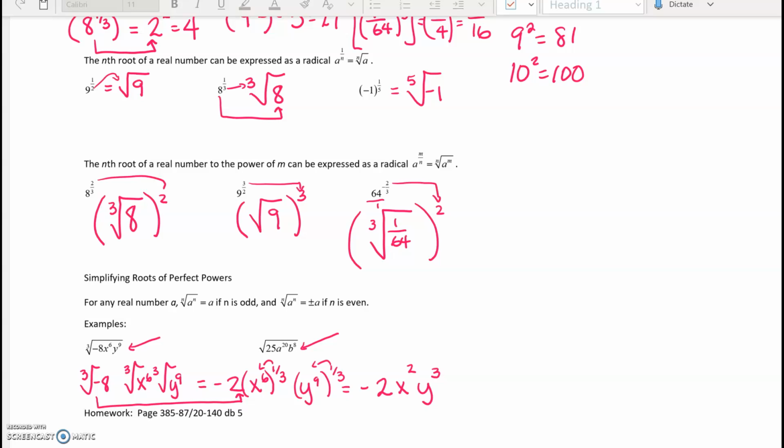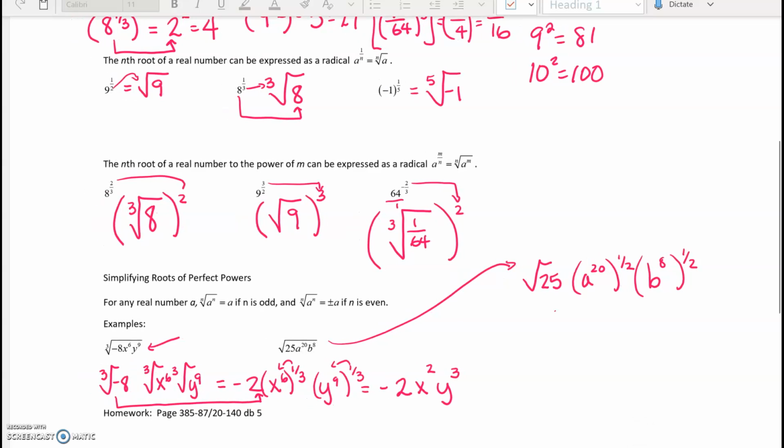Coming over here, let's rewrite this one. So I've got the square root of 25. I have a to the 20th to the 1/2 power, and b to the 8th to the 1/2 power. So the square root of 25 is 5, so I've got my coefficient.